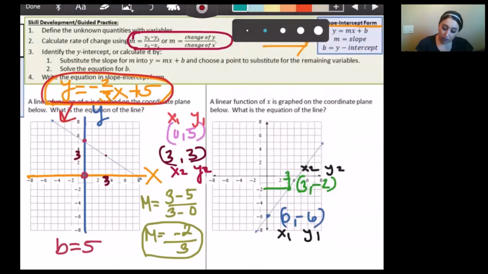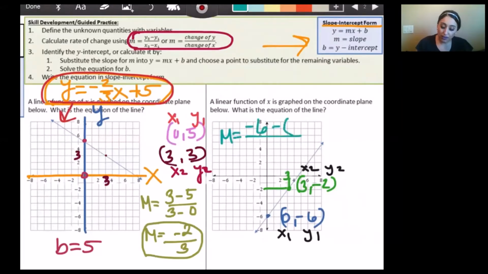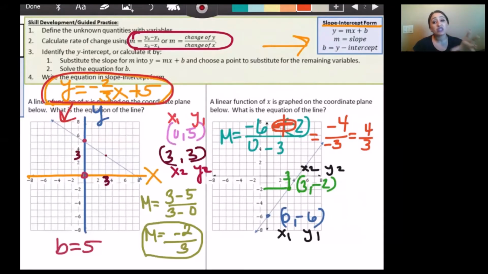So let's set this up. m equals negative 6 minus parentheses negative 2. Remember, I want to put in parentheses a negative so that I don't mess up on my signs. Now I have 0 minus 3. So as I'm working this out, I know that a negative next to a negative becomes a positive because negative times negative is positive. So this becomes a plus. So negative 6 plus 2 leaves me with negative 4. Then I have 0 minus 3, leaves me with negative 3, or I can leave it as positive 4/3. And I'm just going to leave it in fraction form, even if it's an improper fraction.